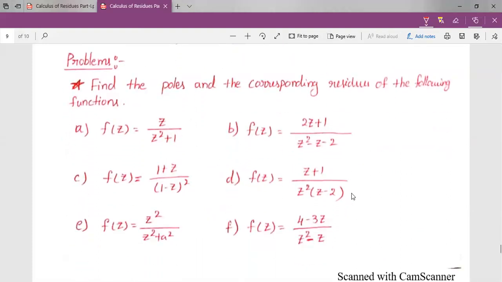So these are some example problems. You have to try these problems.